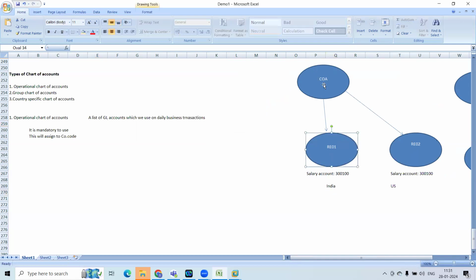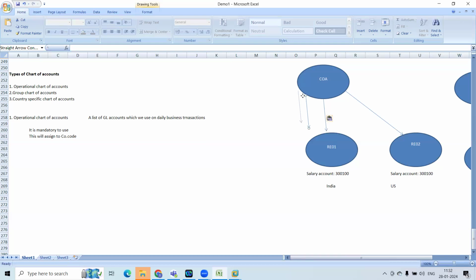We wanted to use RE01, and we thought RE01 we wanted to use some more. So can I create one more chart of accounts and assign it? No, it's not possible. A company code should have only one chart of accounts. But at the chart of accounts level, one chart of accounts can have multiple company codes. Are you clear?